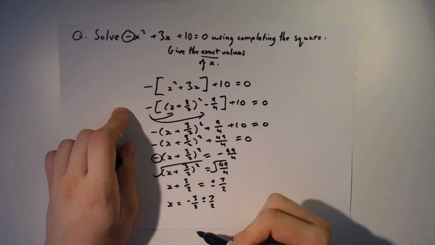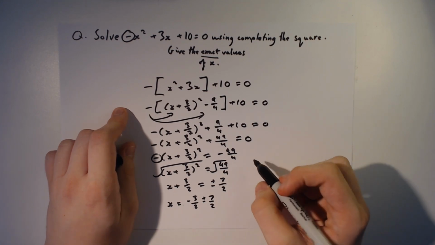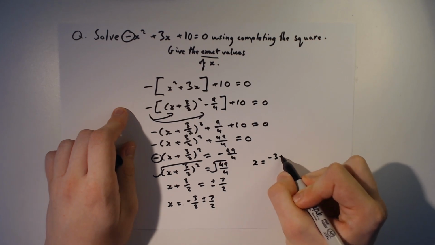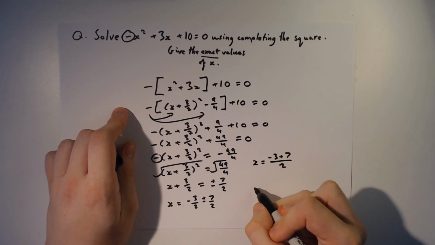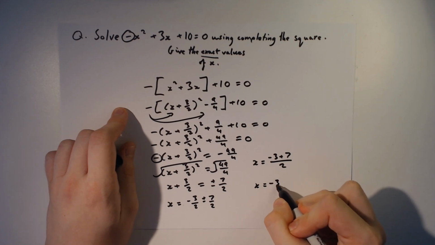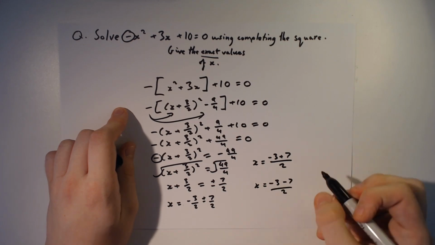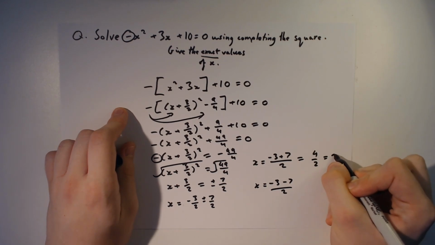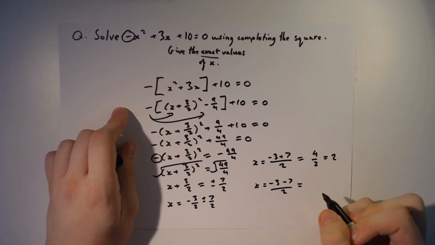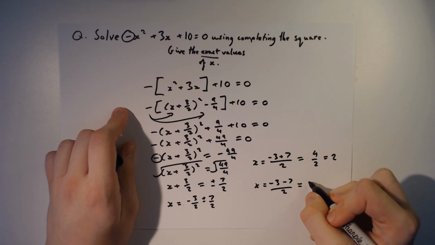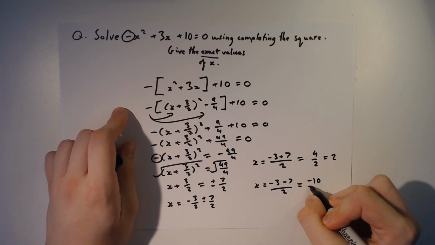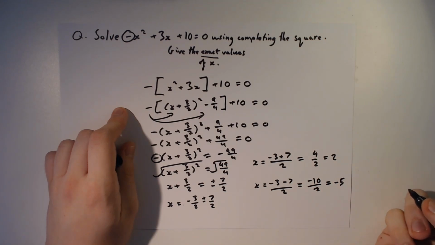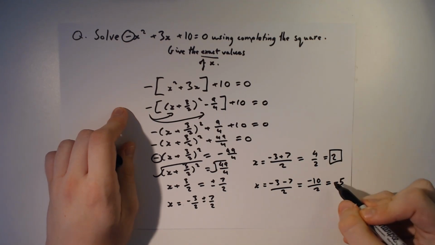Now we can combine these to get our two answers, which I'm going to write up here. In one version we have minus 3 plus 7 over 2, and in one version we have minus 3 minus 7 over 2. In this version we get 4 over 2, which is 2, and in this version we get minus 10 over 2, which is minus 5. So those are our answers.